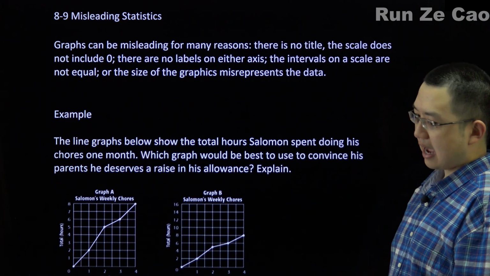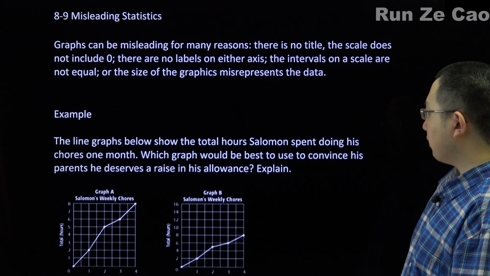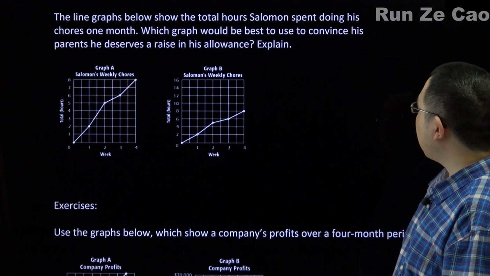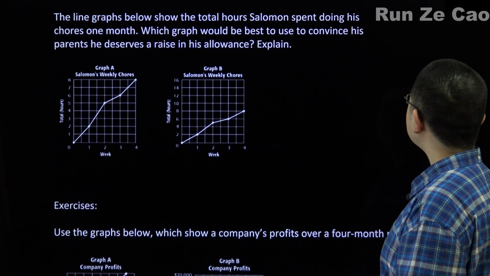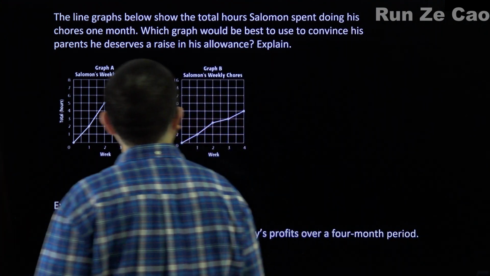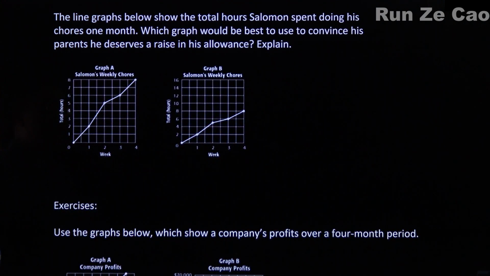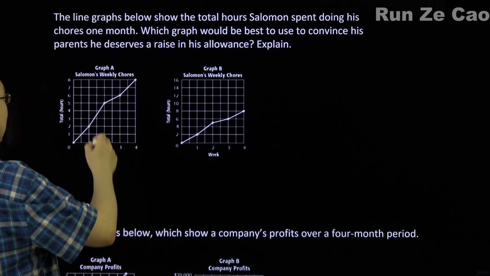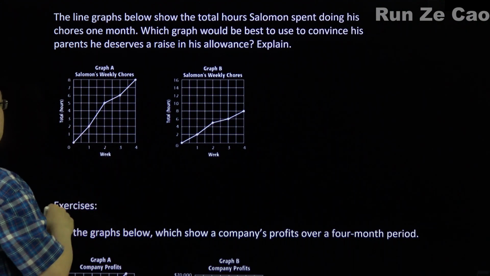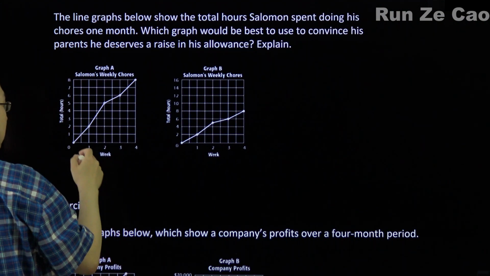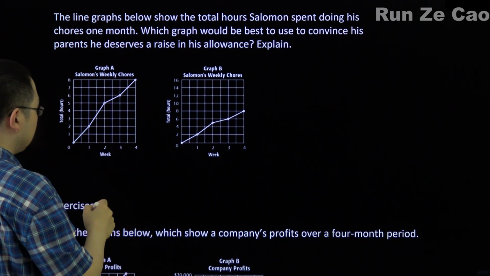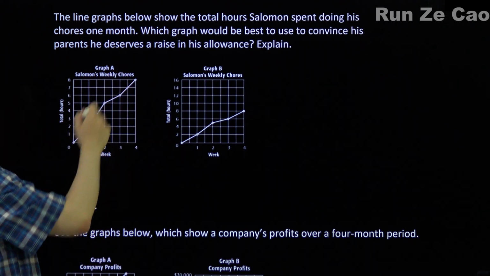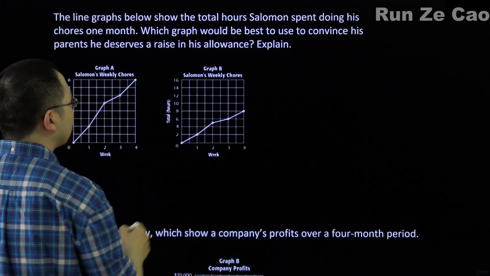graphics misrepresents the data. So the line graphs below show the total hours Salomon, that's not a common spelling of the name, spent doing his chores in 1 month. Which graph would be best to use to convince his parents he deserves a raise in his allowance? Explain. Well, this makes it look like the rate at which his total chores done increased over the weeks. It looks like it increased faster. This, it looked like he did less work.